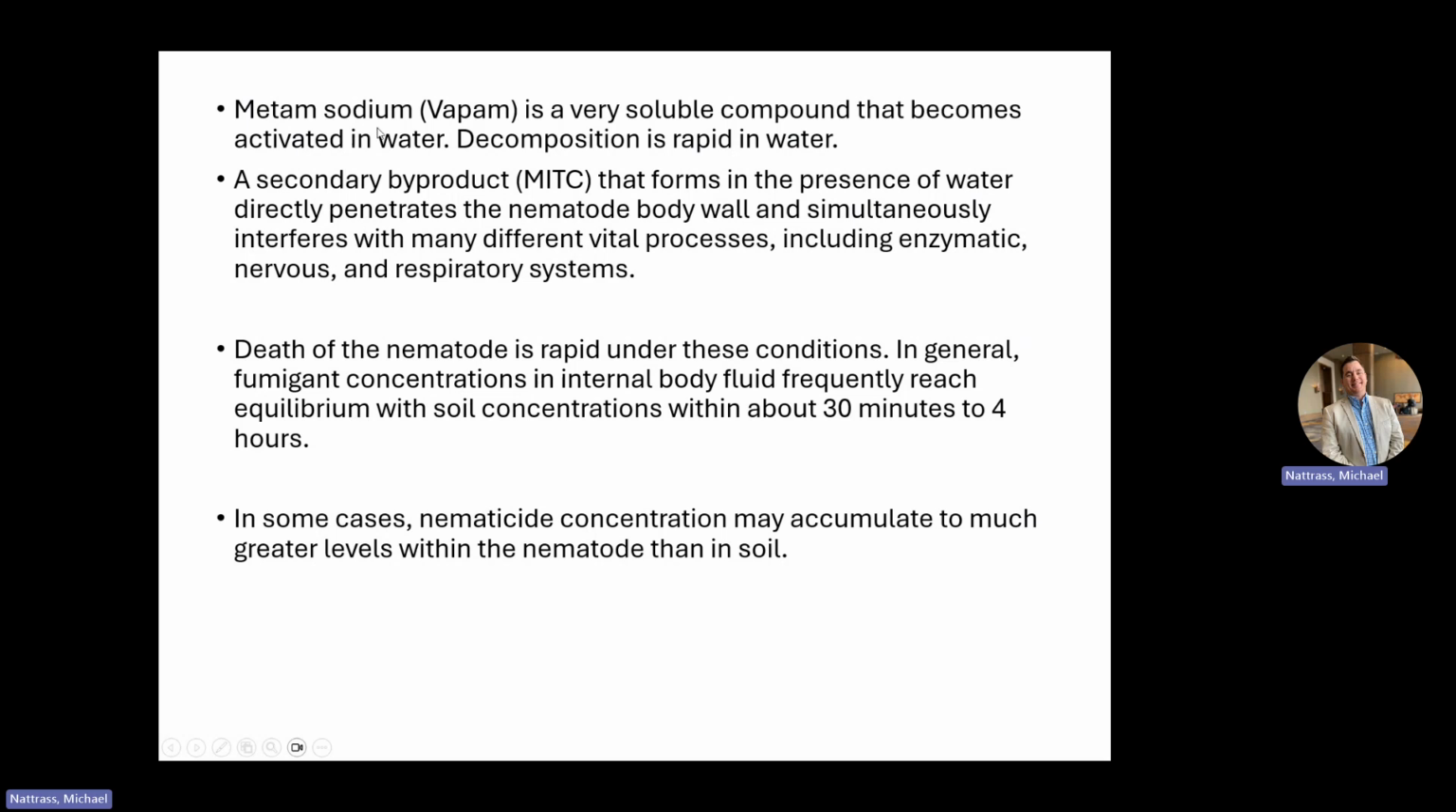So this metam sodium can work pretty quick. What happens again is that this metam sodium gets converted into MITC. That MITC gets absorbed into the cell walls and the body, and it disrupts these enzymatic, nervous, and respiratory systems because it bioaccumulates. So you don't necessarily have to apply a lot, but it's going to be easily absorbed by the nematode. And as it gets absorbed, it is going to disrupt those bodily functions.